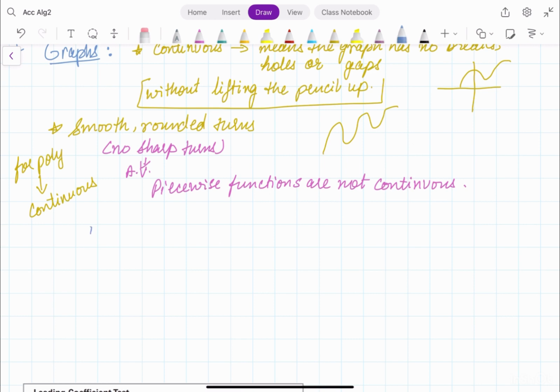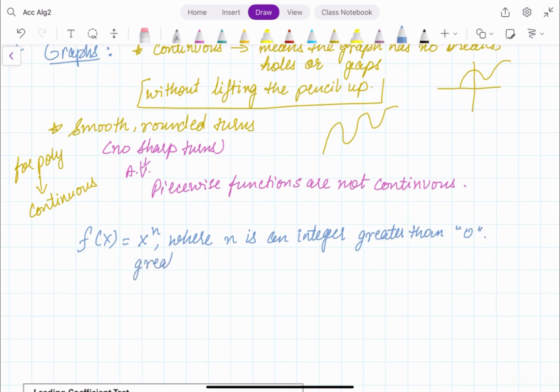Okay, now let's build up on this. For instance, if we have a function f of x equals x to the power of n, where n is an integer greater than 0, right? Because if n is 0, then it is just a 1, and the function will become a constant, isn't it? So that is why we are saying n is an integer greater than 0. The idea is this: the greater the value of n, the flatter the graph will be near the origin.